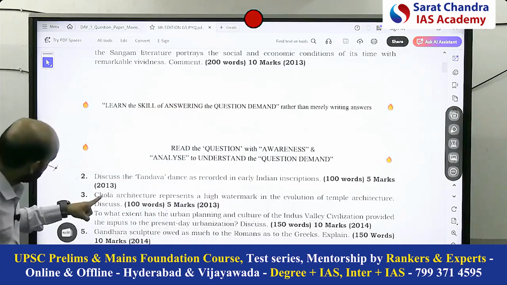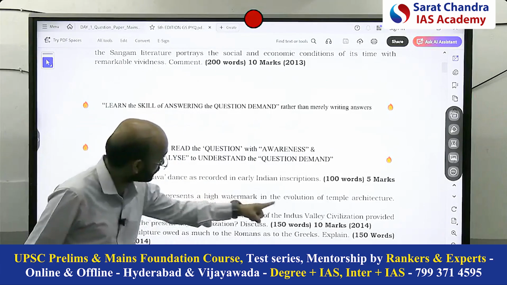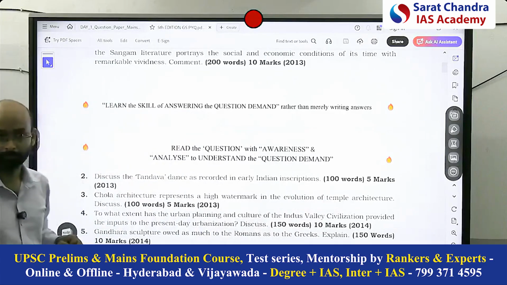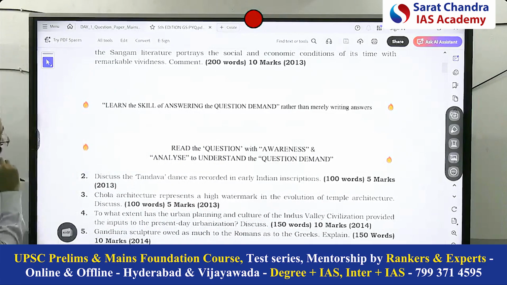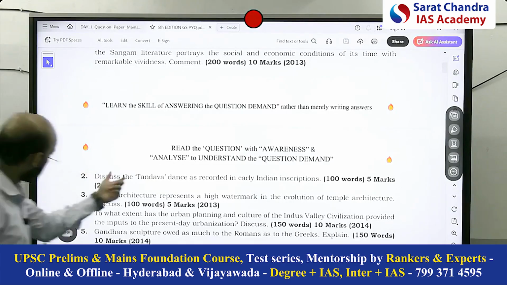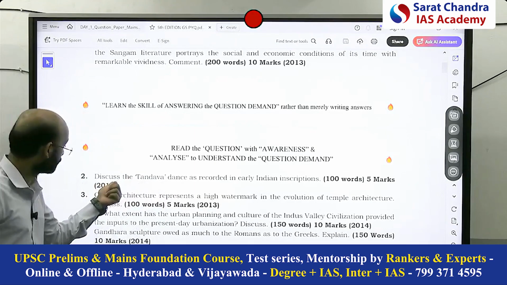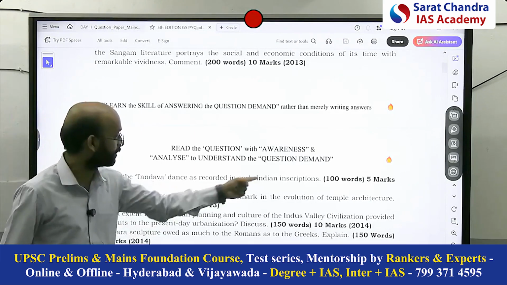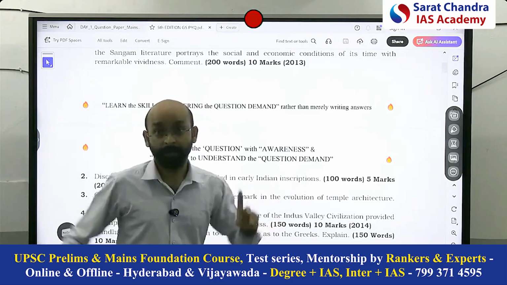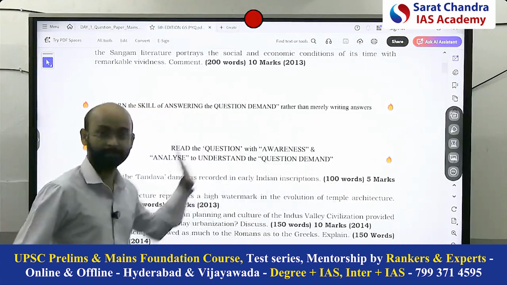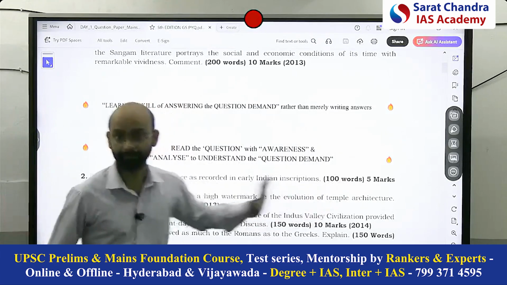Here also, third question, see: Chola architecture represents the highest watermark in the evolution of temple architecture. Here they specified temple architecture. So with the analysis, what we found is that there is another point important to emphasize: there are some specific questions also, but the numbers are less. Like they have mentioned, particularly discuss the Tandava dance as recorded in the earlier Indian inscription. Here they have not asked us to link this with society, with history, or with culture.